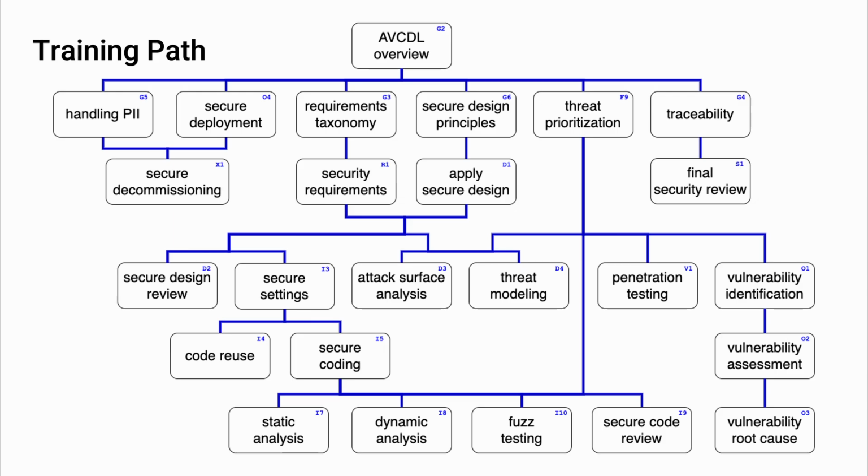This diagram shows the overall AVCDL training path. If you're taking this training, it's assumed that you've already completed the AVCDL overview training, and additionally, that you've completed the Requirements Taxonomy, Security Requirements, Secure Design Principles, Apply Secure Design, and Threat Prioritization Plan training. Additionally, you should have completed the Threat Modeling Overview and Model Creation trainings. This training will cover threat model analysis.